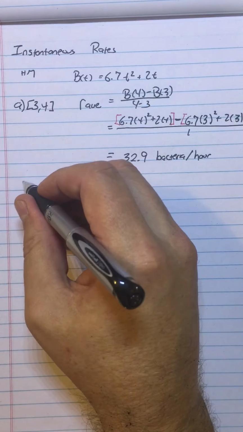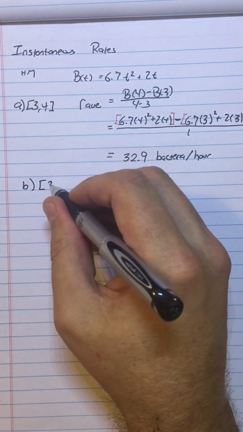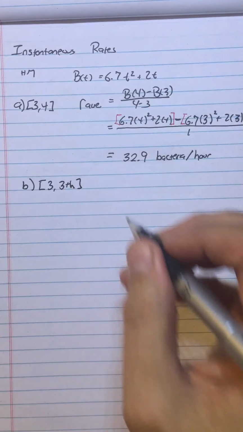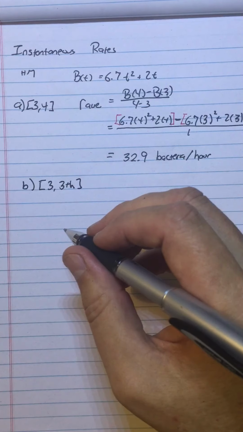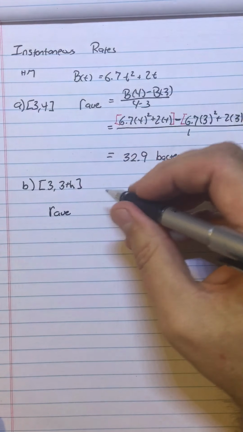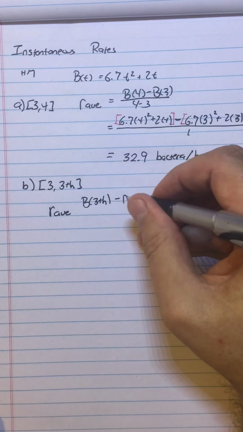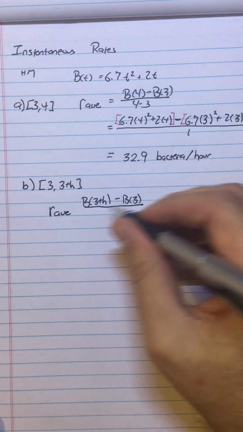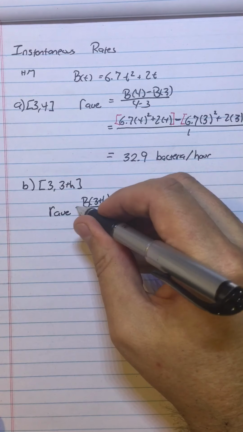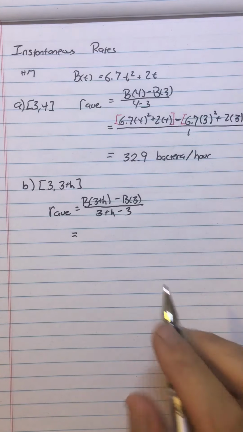All right, part B, we're supposed to do 3 to 3 plus h. So here's where we'll have to be really careful with the parentheses. This is B of 3 plus h minus B of 3 over 3 plus h minus 3. So, you're going to be plugging 3 plus h into t squared a lot, right? So get used to that.